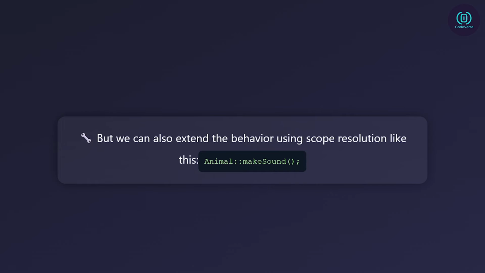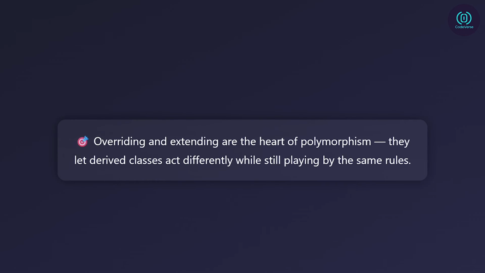But that's not all, we can also extend the behavior. That means using the base class version, and then adding more functionality before or after it. In C++, you can do this using the scope resolution operator like this: Animal::makeSound, which calls the base version. Then follow it with extra behavior specific to the derived class. Overriding and extending are the cornerstones of polymorphism, one of the most powerful concepts in object-oriented programming. Mastering this lets you build flexible systems where derived classes can act differently, while still playing by the same rules.